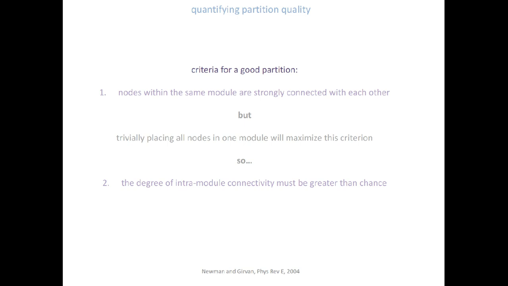And so they said, okay, well, in a good partition, we should find that nodes within the same module are strongly connected with each other. That makes sense, that's the definition of a module. But that means that trivially, you could place all the nodes within a single module, and that would give you quite a good answer. So there's something else there that we need to think about. And they say, well, the other property is that the degree of connectivity within a module should be greater than chance. Right? So if you just place all nodes within a single module, and you looked at what you would expect by chance, that wouldn't be greater than chance. And so then you have a bad partition if you tried to account for these two criteria.